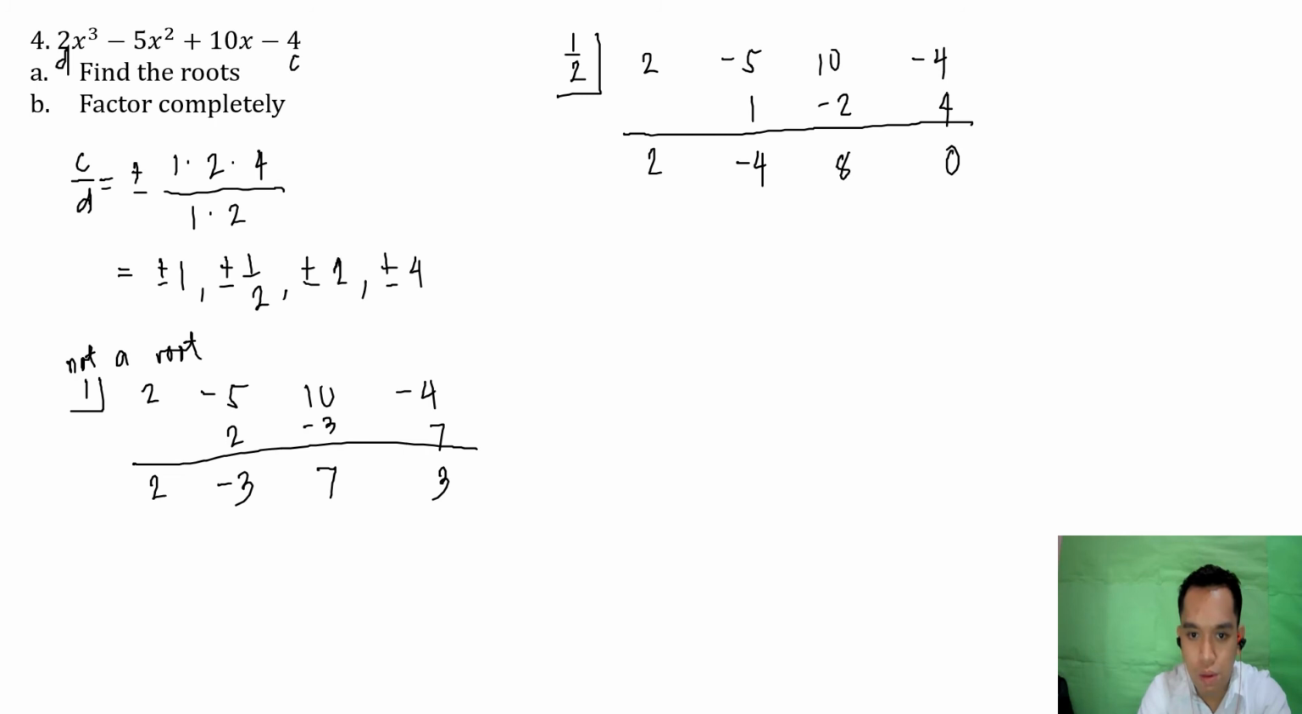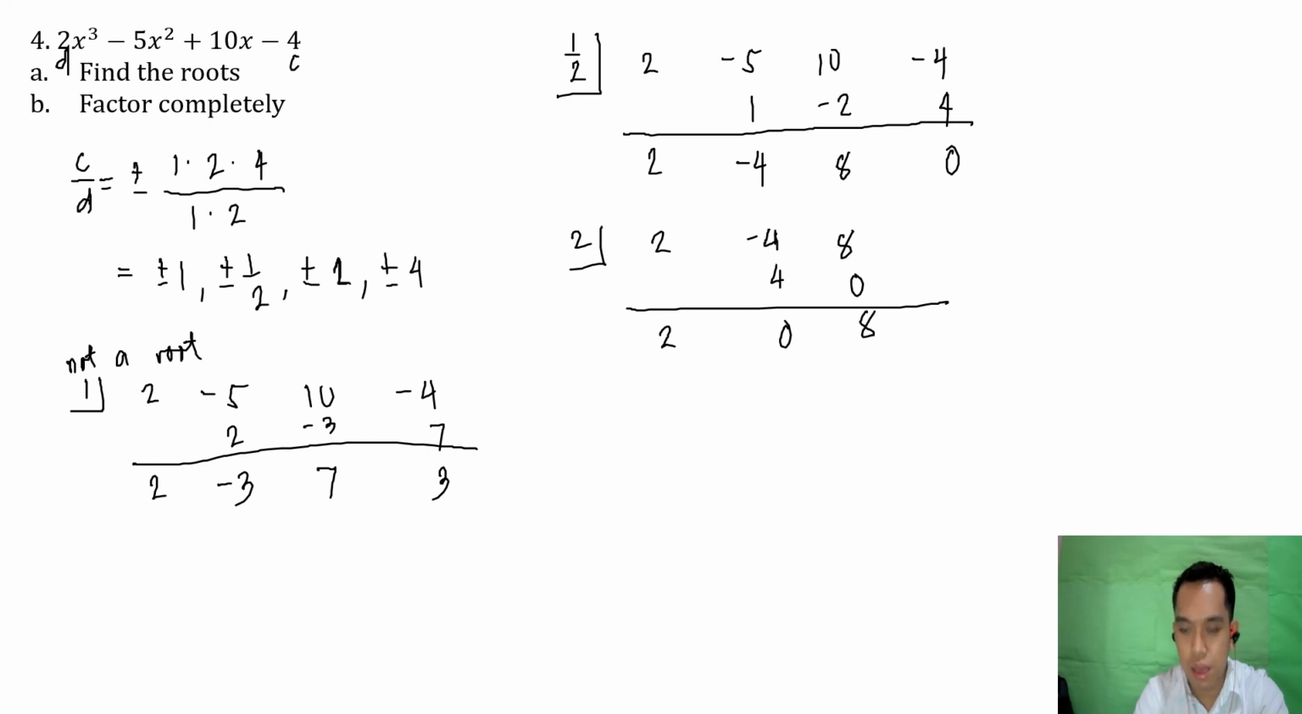Ngayon, itry naman natin yung 2. Ituloy na natin siya kasi 0 na ang kanyang remainder eh. So, 2, negative 4, and 8. Yan, ituloy na natin yan kasi 0 na ang remainder. Then, divide. Bring down 2. 2 times 2 is 4. 0. 0 times 2 is 0. And the remainder is 8.